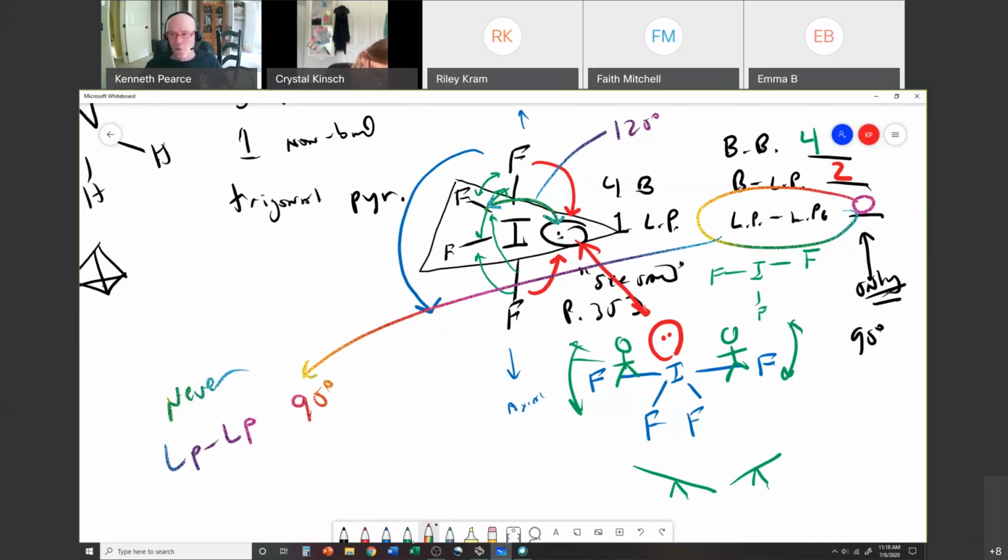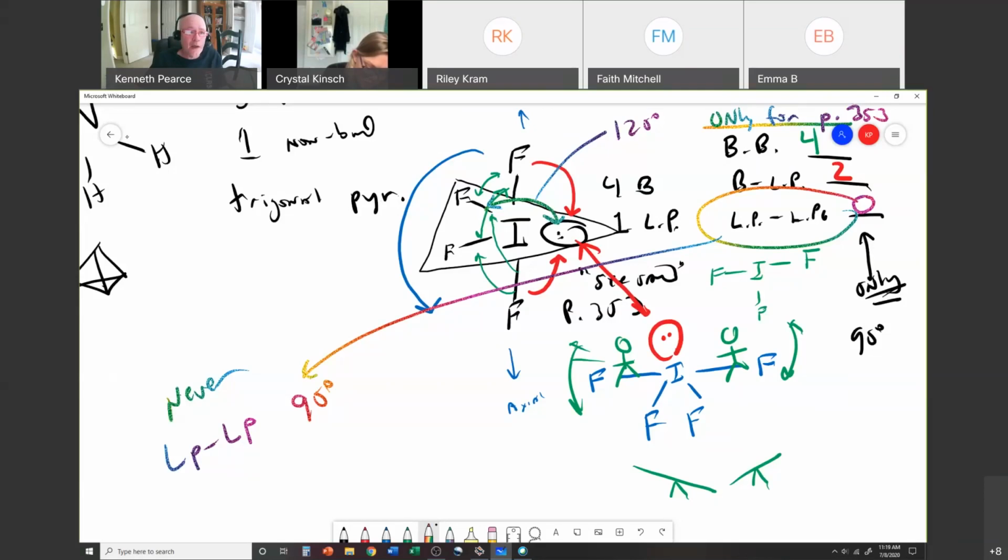Okay. Also, these numbers up here are only for page 353 or 5 and 6 domains. The only way you can have a 90-90 interaction is if you have either trigonal bipyramidal or octahedral. That is the only way you can have 90-90.